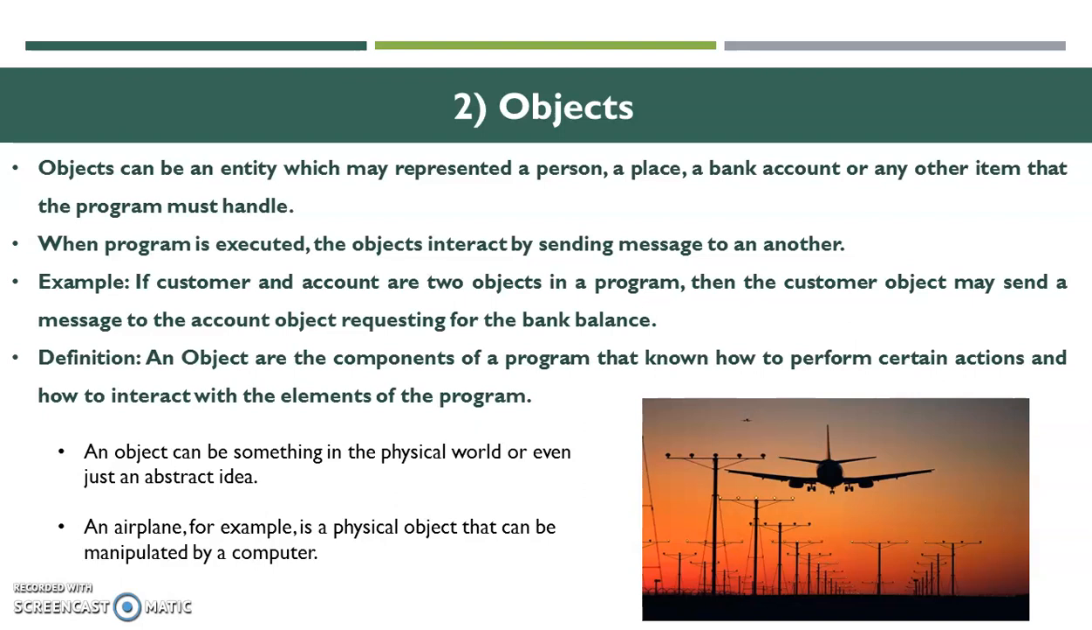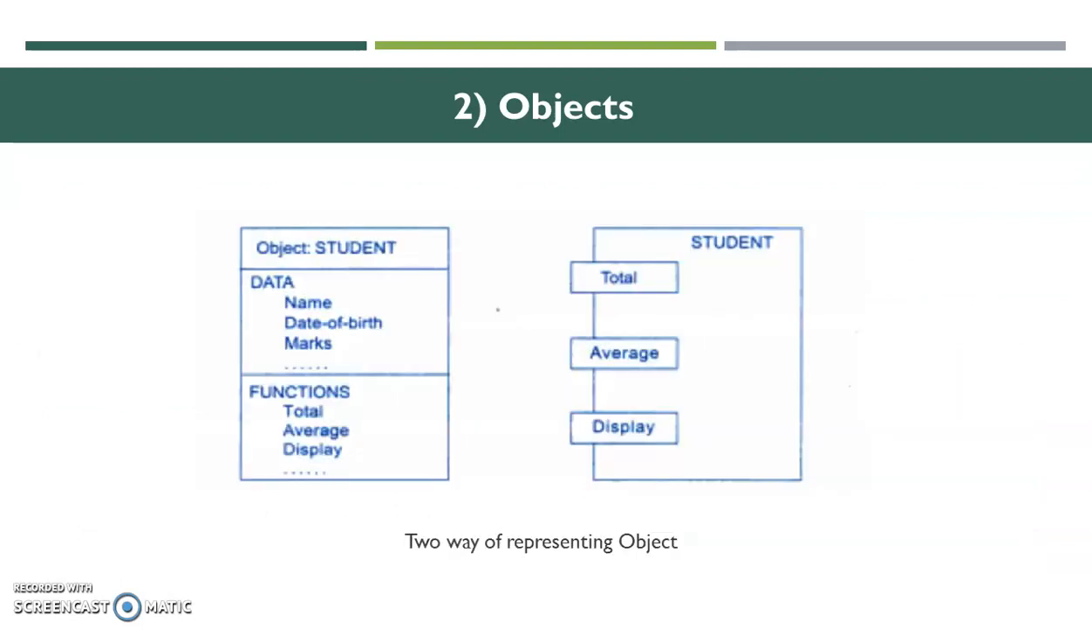We can define objects as the components of a program that know how to perform certain actions and how to interact with the elements of the program. An object can be something in the physical world or even just an abstract idea. An aeroplane, for example, is a physical object that can be manipulated by a computer. A simple figure shows how to represent an object. The name of this object is student. Student has attributes like name, date of birth, marks, and the functions total of the marks, average of the marks, display of the marks, etc.